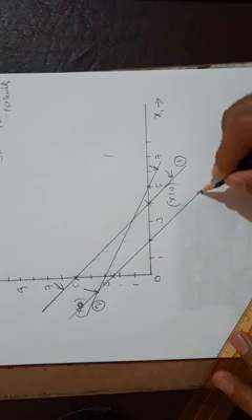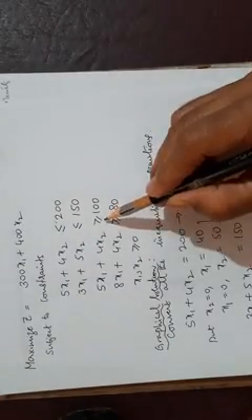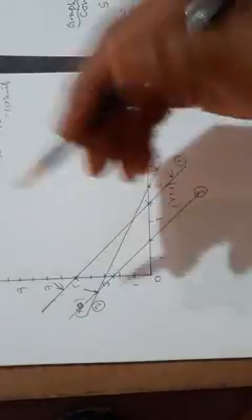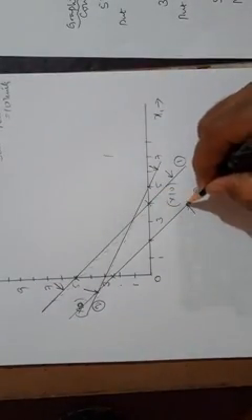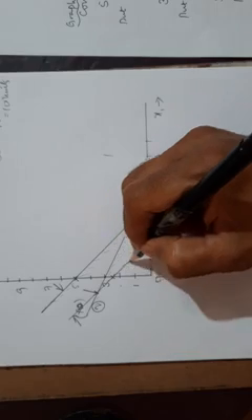This is line 3. And what is the sign of inequality now? If we check, it is greater than or equal to. In such a case, the solution space has to lie away from the origin, so above the line drawn. So the solution space will be lying above this.